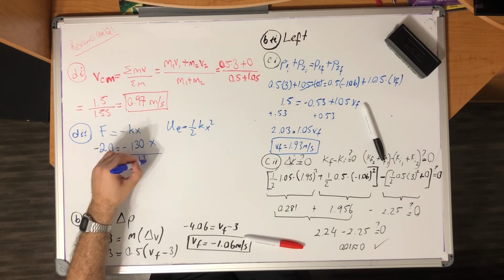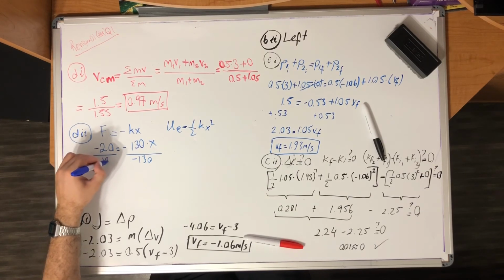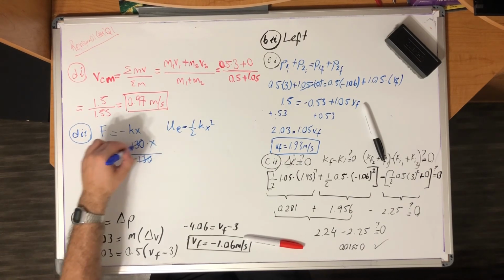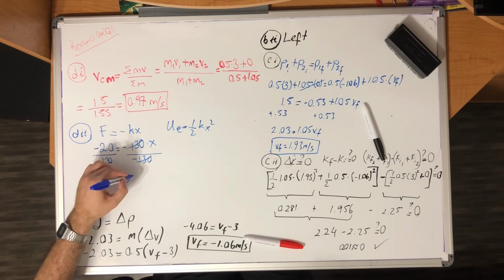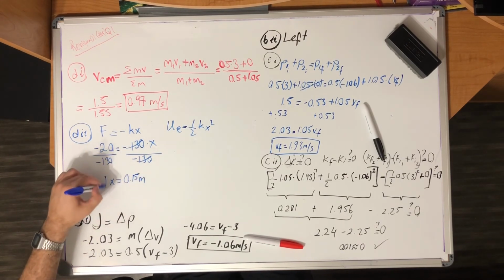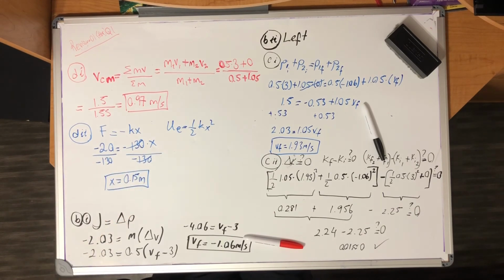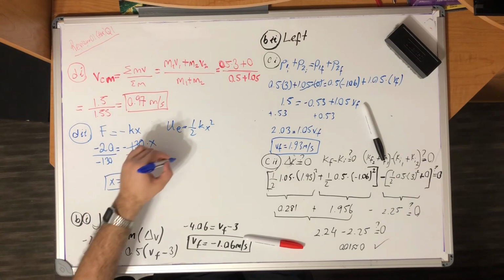So divide both sides by negative 130, and that cancels out. Negative negative makes it positive. Remember that negative sign just describes the direction between x and force, so they always go in opposite directions. So my x is a positive number, and once I divide, I find my x as 0.15 meters. All I need to do is plug in that 0.15 into the equation.